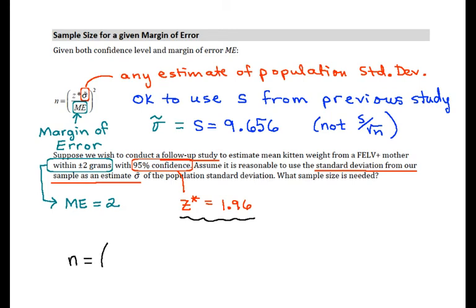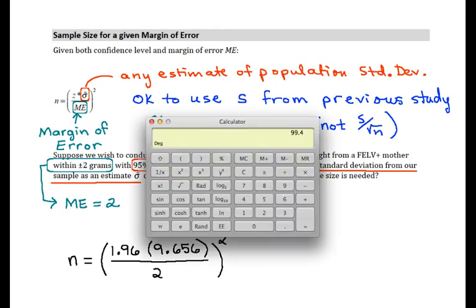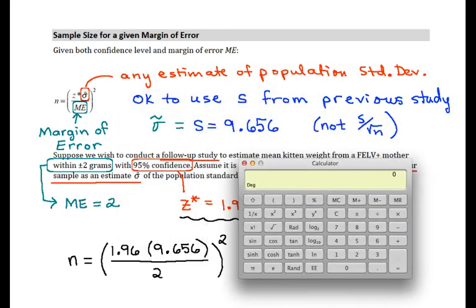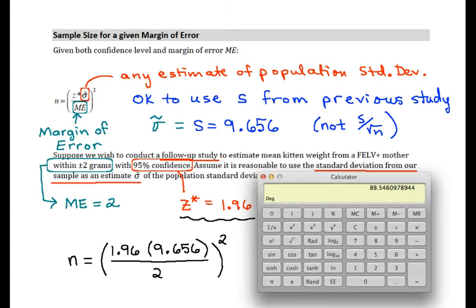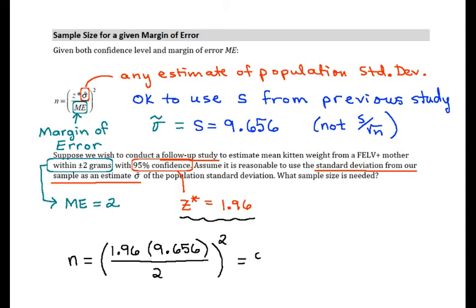So we'll go ahead and plug in now. We've got n equals our z star of 1.96 times our sigma tilde, which is 9.656, the whole thing divided by the margin of error, which we decided was 2 grams. And then we do have to square this at the end also. So bringing in our calculator, we've got 1.96 times 9.656 divided by 2. Calculate that whole inside and then square it to get 89.546. Let's go with 89.5 for here.